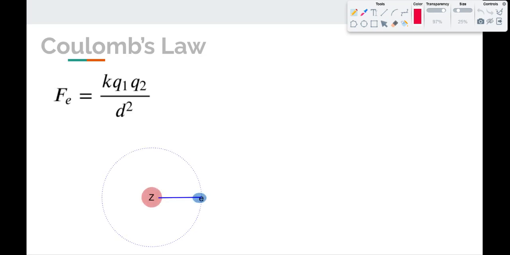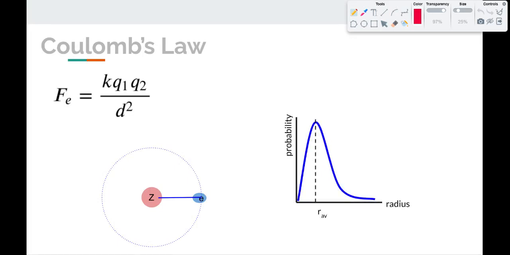Now, if our two charged objects are the nucleus and an electron in the atom, Q1 could be thought of as Z, which is just the electron charge times the number of protons, because electrons and protons have the same charge. And then Q2 is the charge on an electron. It's just e. And then the square of the distance between them, well, in the quantum mechanical model of the atom, we don't have orbits like my simple model here is showing. Instead, we have a probability of finding the electron in any space.